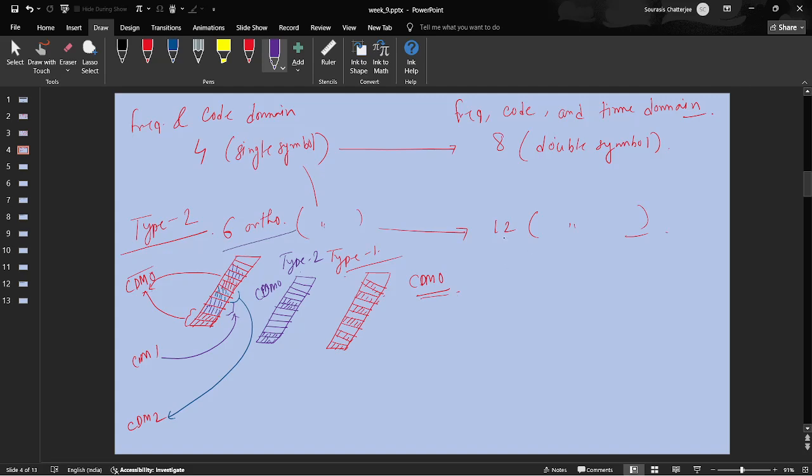Of course, that would translate to 12 in double symbol DMRS. So the one crucial difference between type 1 and type 2 is here. Type 1 is more dense in frequency domain, type 2 is less dense in frequency domain, but type 2 basically sacrifices the frequency domain density, and it will have more orthogonal reference signals.